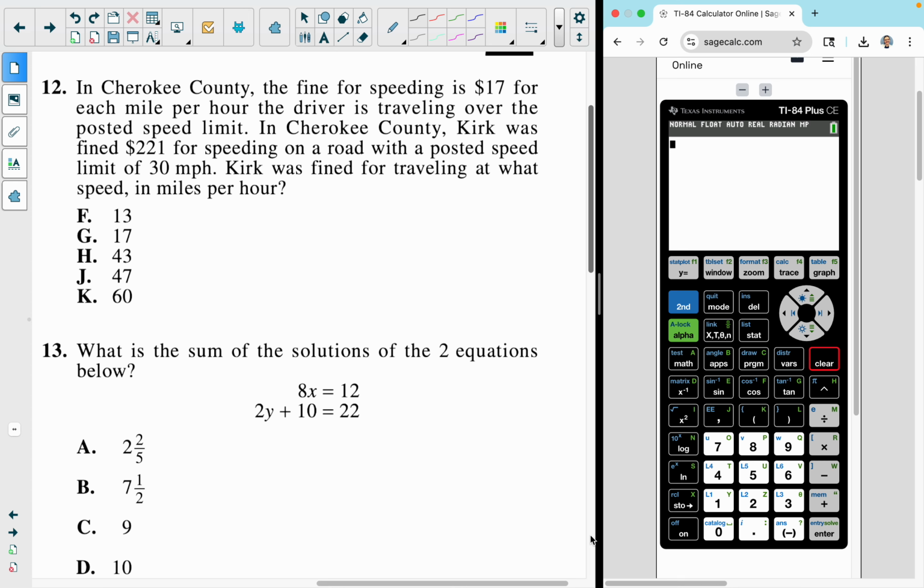Kirk was fined for traveling at what speed in miles per hour? I'm reading the question first. So I need to know at what speed Kirk was actually traveling. So coming back to the information, because this doesn't tell me what to do.